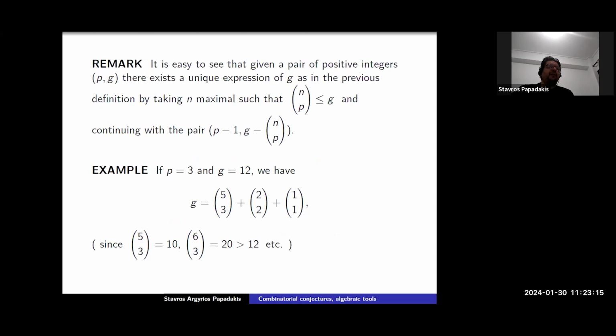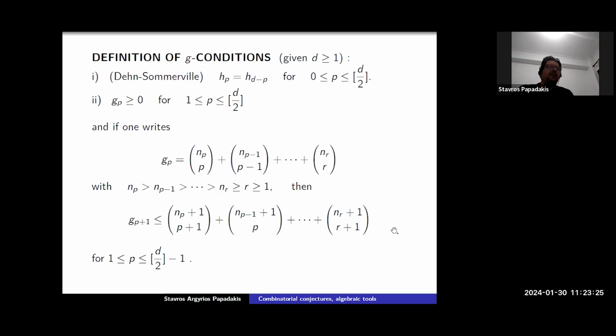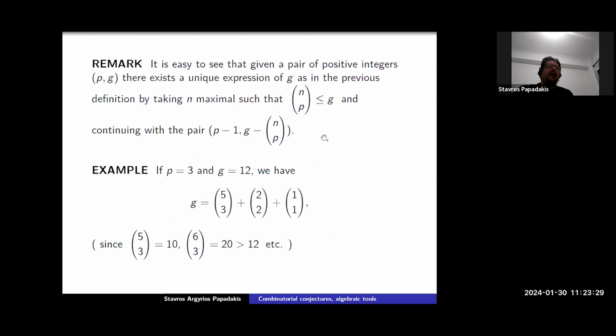Now, the remark is that if we have a pair of positive integers, there exists a unique expression of G of GP in this form with these conditions. And it can very easily be constructed as follows. We choose the maximal integer n such that the binomial coefficient n choose P is less than or equal to G.